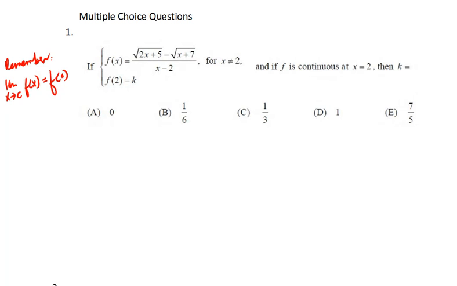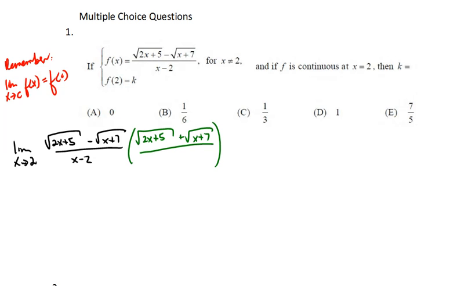Well, because that first branch, that top branch, covers all values to the left and to the right of x equals 2, that's where we would find our limit. So we're starting off with limit as x approaches 2 of square root of 2x plus 5 minus square root of x plus 7, all over x minus 2. And this is a radical expression, so we want to rationalize the radical expression, which is in the numerator in this case.